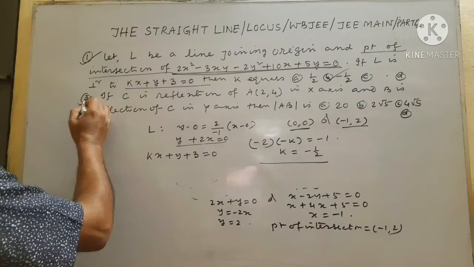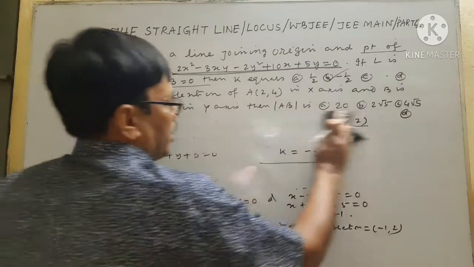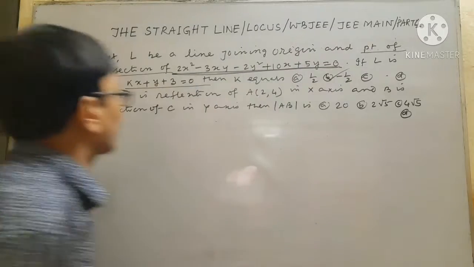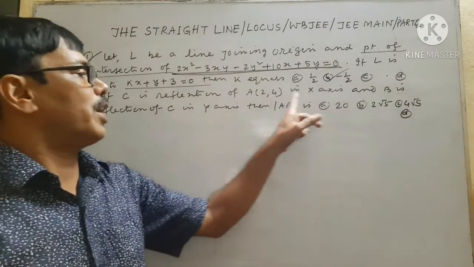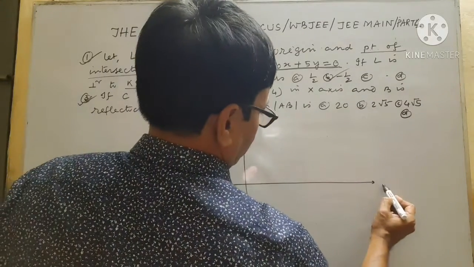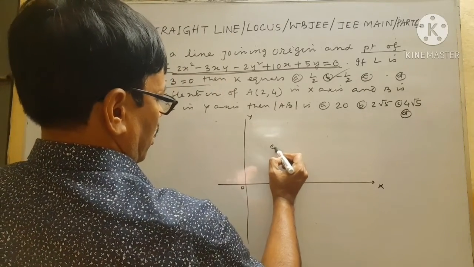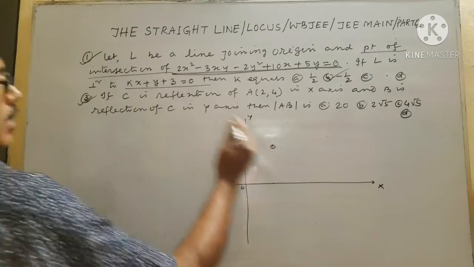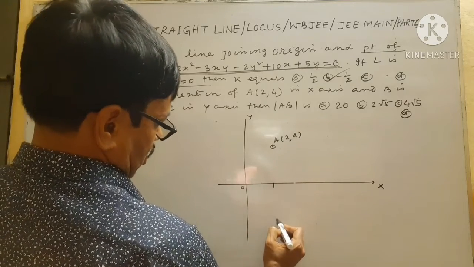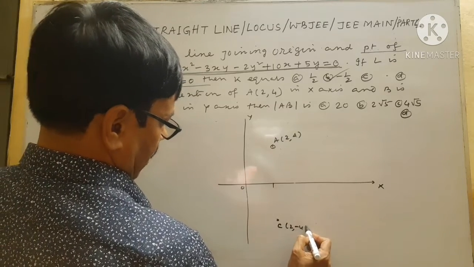Now number 3. This is also a problem of WBJEE, 1 mark problem. So look, C is the reflection of A, 2, 4, in the x-axis. C is the reflection of A, so this is A, so this is C. So this is 2 comma minus 4.